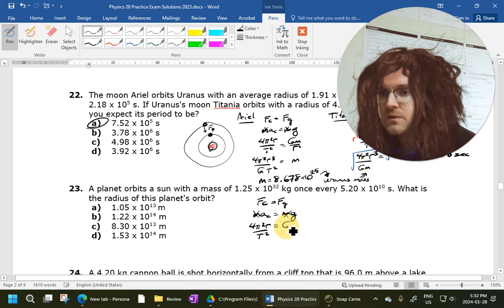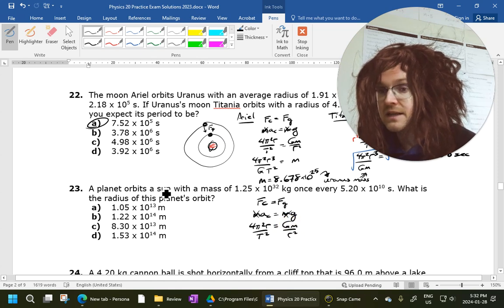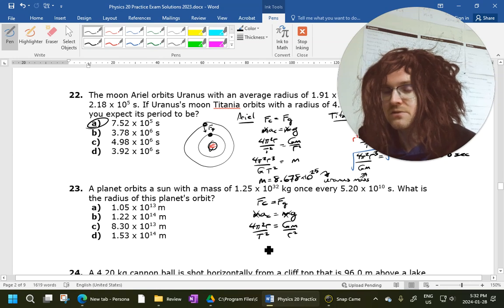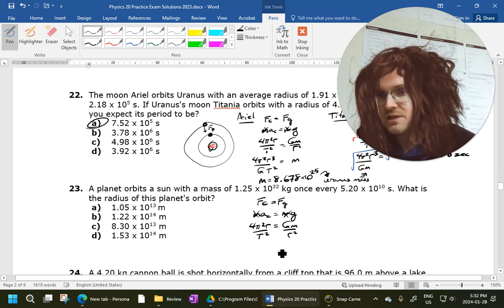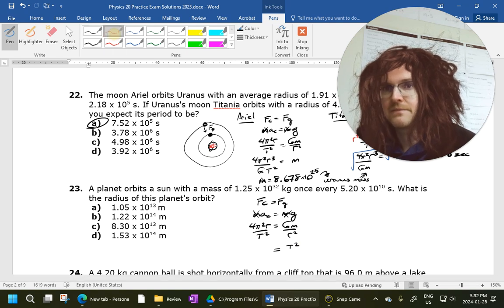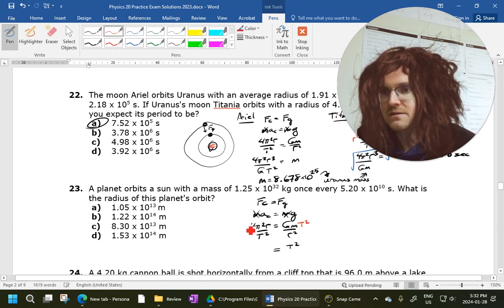And we don't know this G, so we can find it because we have the mass of the sun, so just give this to us. So what we can do is rearrange this for period, right? So we're going to times the t squared up to the other side. All right, so now we have the t squared over here. So times both sides, cross that off. And then I'm going to move everything else away from that.